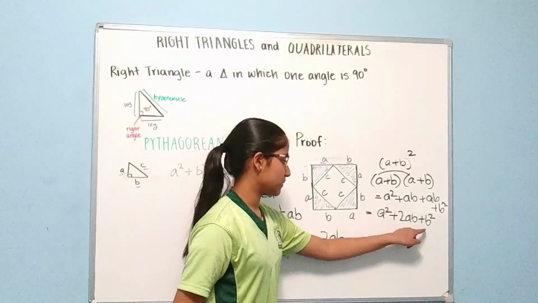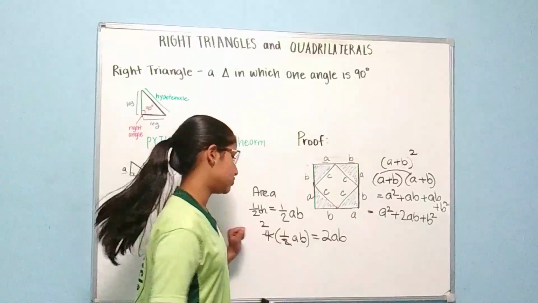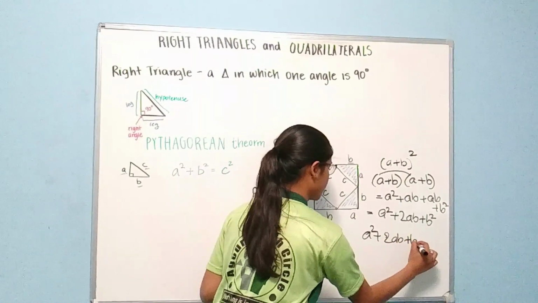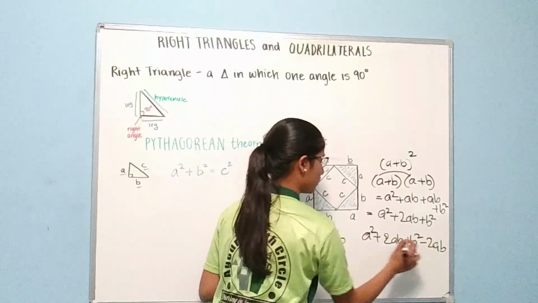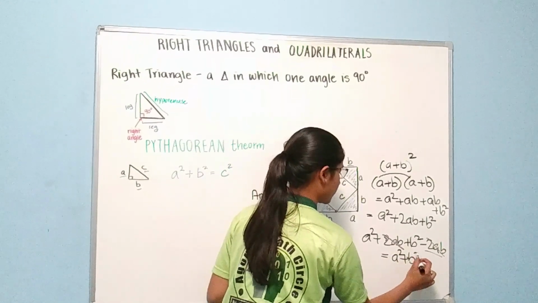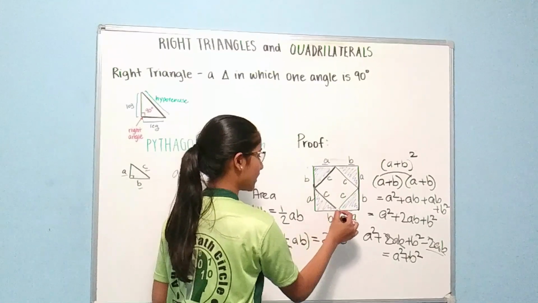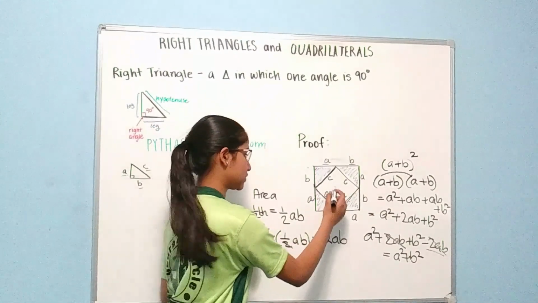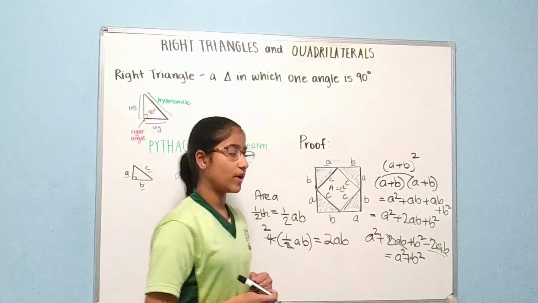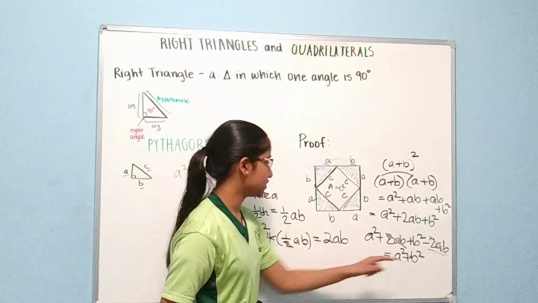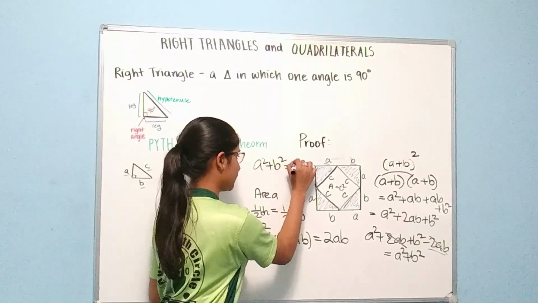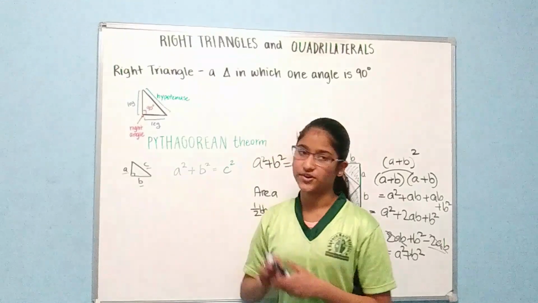Now we have A squared plus 2AB plus B squared. Now we have to subtract 2AB from that. So you get A squared plus 2AB plus B squared minus 2AB. Well, you have 2AB and then you have the opposite. They cancel out, and you get A squared plus B squared. And the area of this square right here is obviously C squared because each of the sides is C. So the area of this is C squared. And we also found out that the area is also A squared plus B squared. So this proves that A squared plus B squared equals C squared, thus proving the Pythagorean theorem.